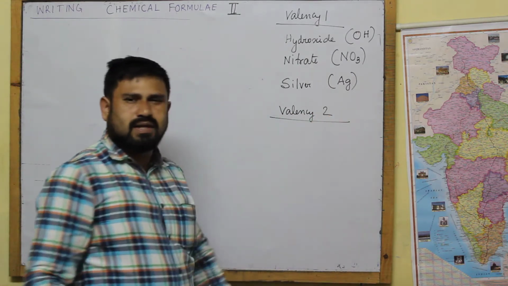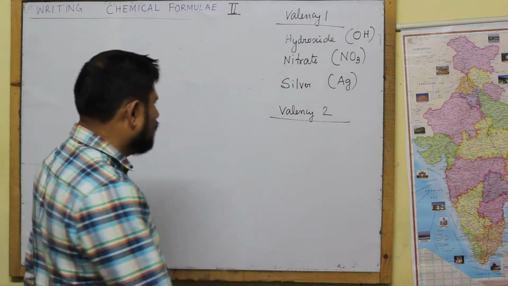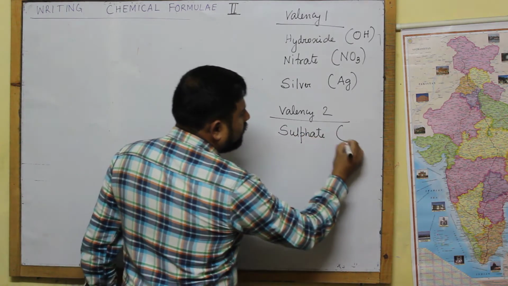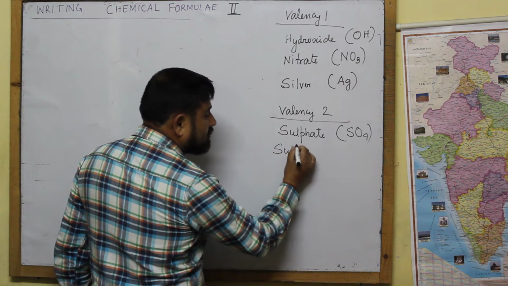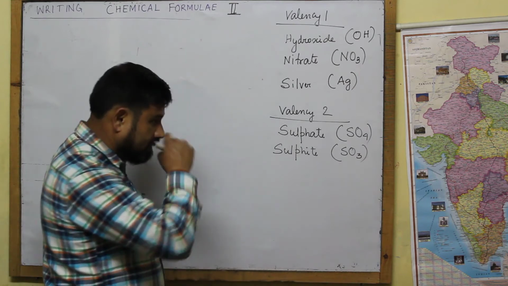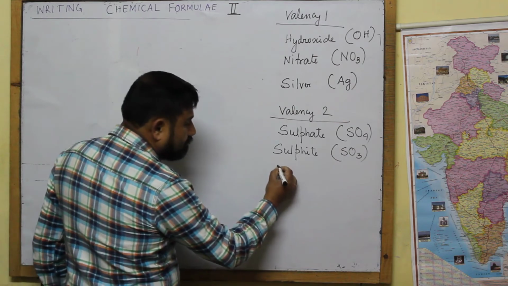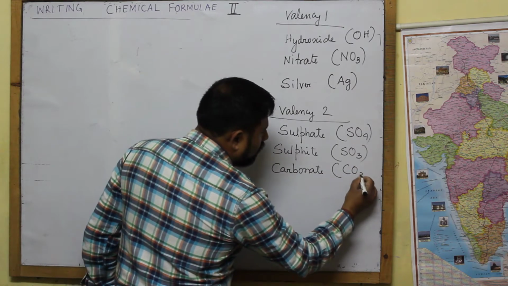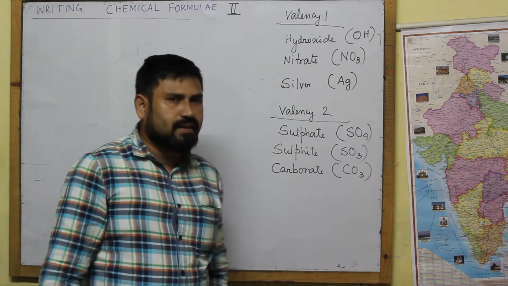Most of the compounds, I'll say 70% of the compounds, fall under this category of valency 2. So first comes sulfate. Sulfate symbol is SO4. It can be sulfite, if it is mentioned sulfite, that also comes under valency 2. Sulfite symbol, remember, is SO3. If it is carbonate, the symbol is CO3. Carbonate, sulfate, sulfite, carbonate.